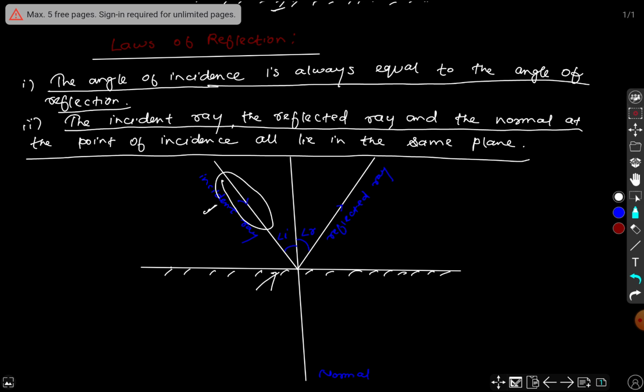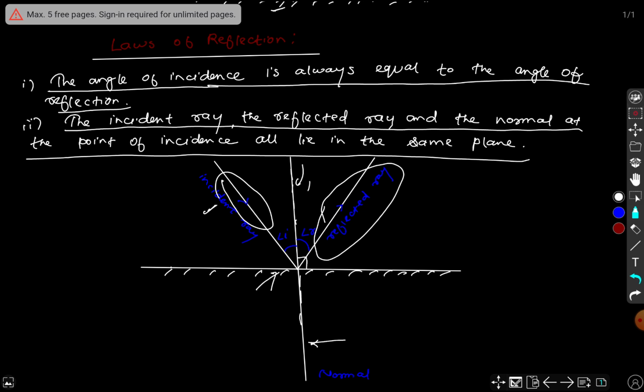The light ray after striking the surface, when it reflects back, when it bounces back, then the path or the ray that is formed is called reflected ray. Now what is normal? Normal is an imaginary line. In fact I should have drawn it with dotted lines, but I drew it with solid lines. So let's consider that this is a dotted line. Normal is an imaginary line. Normal does not have its existence. It's actually an imaginary line that is perpendicular to the surface.